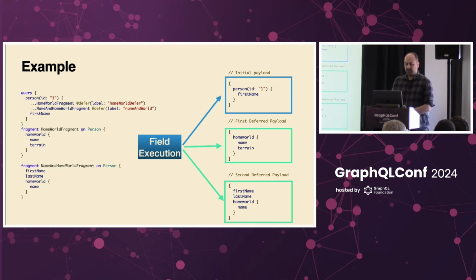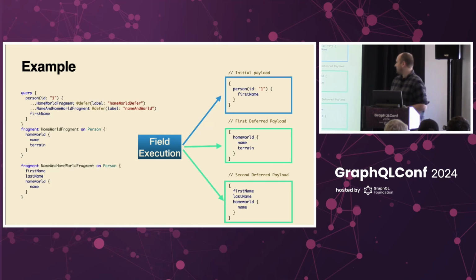Basically, as you would encounter a defer on a fragment, you would take all the fields under there and start executing them separately. So in this case, in the first deferred payload, we expect to get the home world with the name and terrain. And in the second deferred payload, there's the person's first and last name and the home world and its name. And so there's overlap. The person's first name is in both the initial payload and the second deferred fragment, and the home world's name is in the 2 deferred fragments.